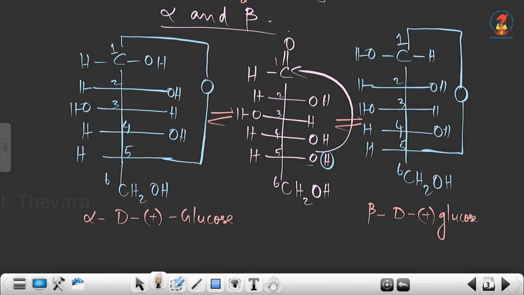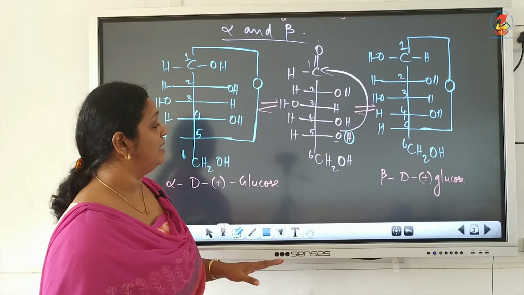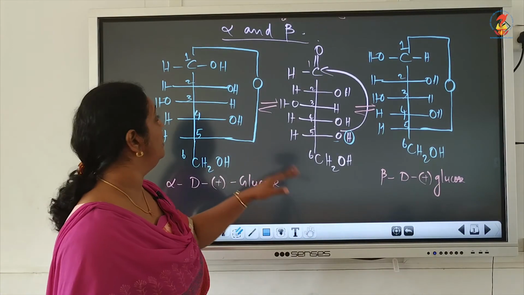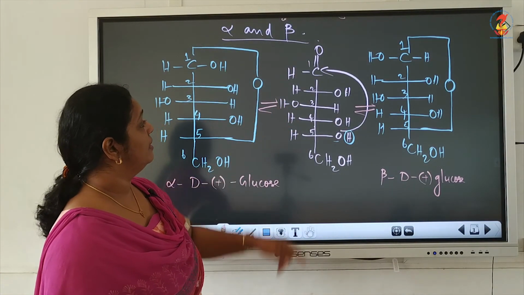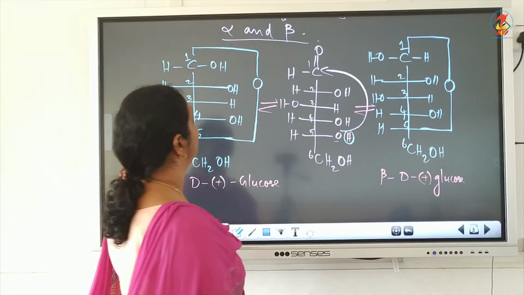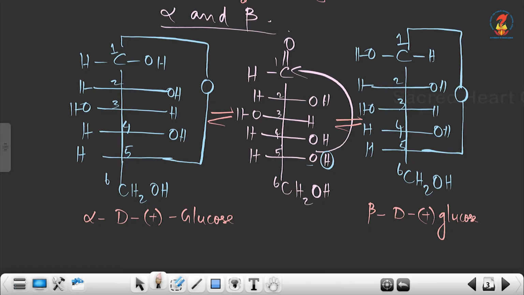Okay, so this is the cyclic structure of glucose, and you can see the difference between alpha D and beta D is around the first carbon atom, the configuration around the first carbon atom. Here we have OH group.